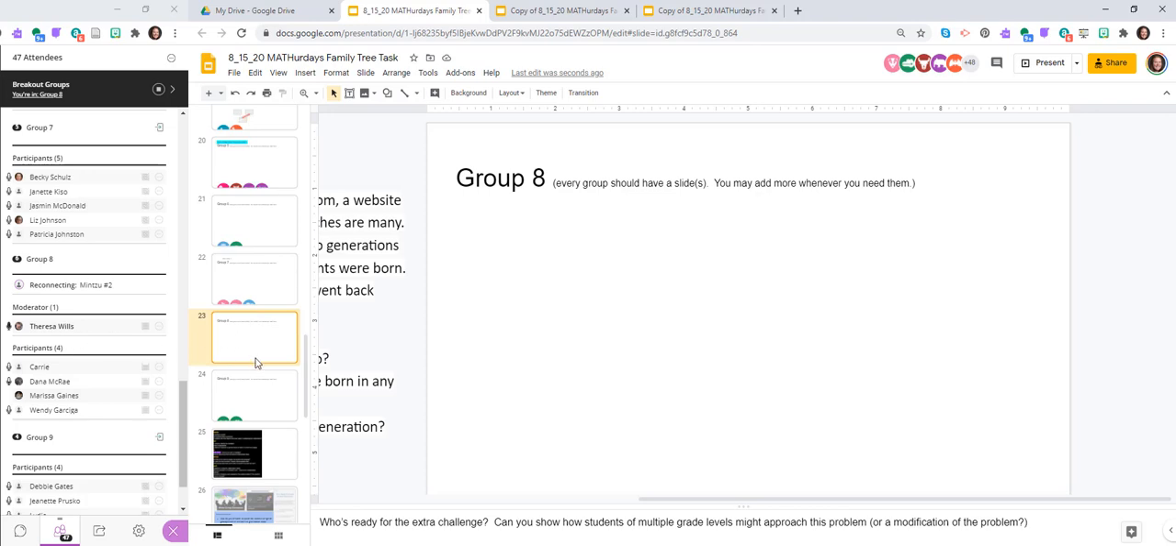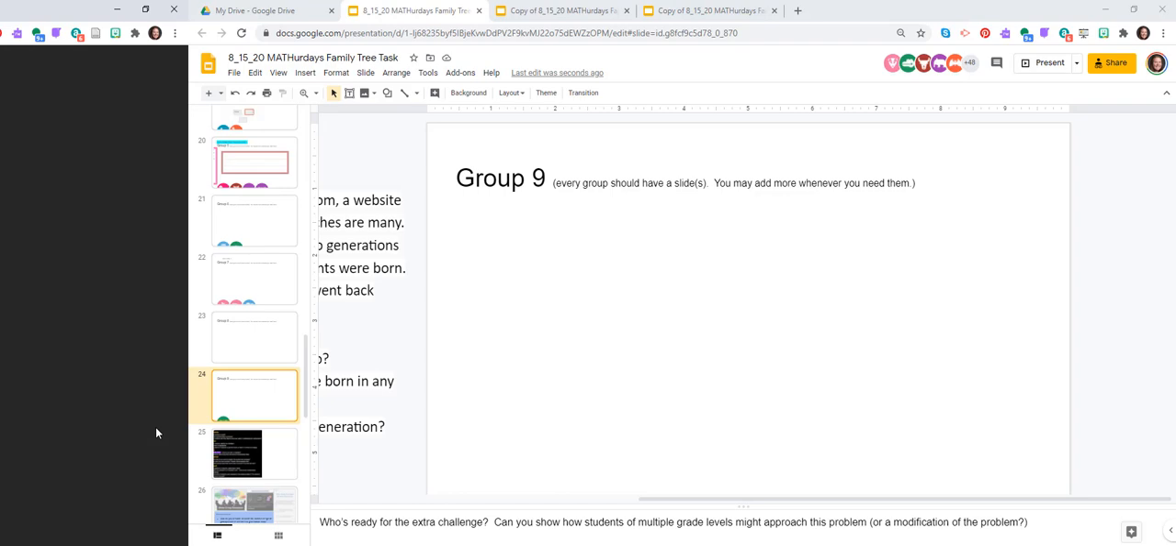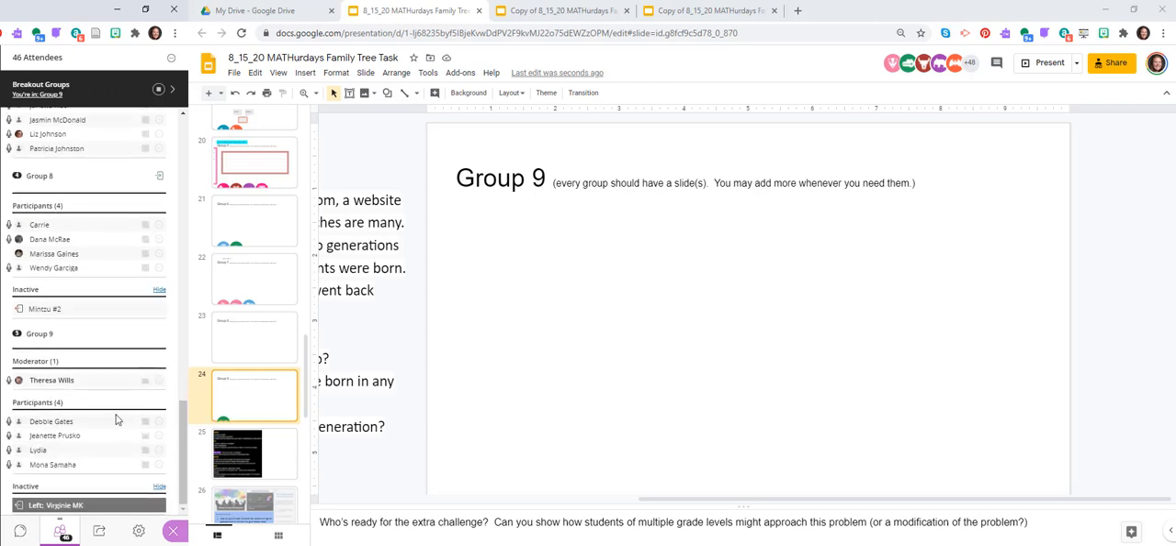Hi there, just letting you all know you're group 8, so your representations will go on slide 23. Okay. Oh, thank you. Hi folks, just checking in, letting you know you're group 9, so you'll put representations on slide 24. Thank you.